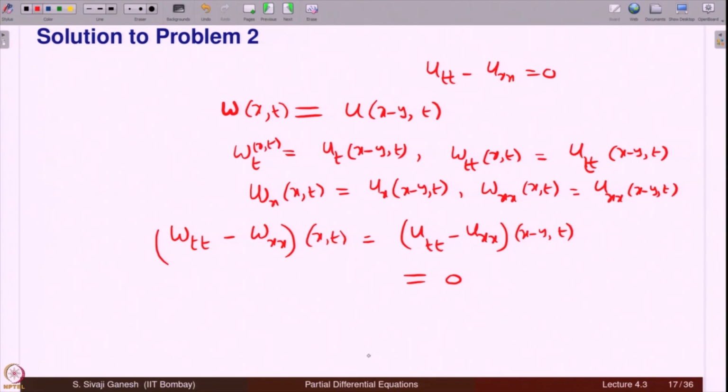Similarly, you can check the other two parts of this problem. So, the equation is translation invariant because the coefficients are constant coefficients, therefore, the solution is also translation invariant.